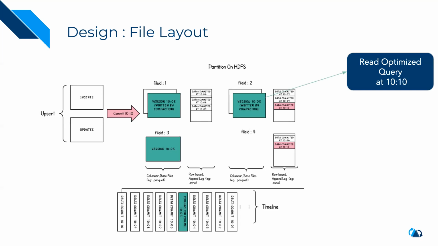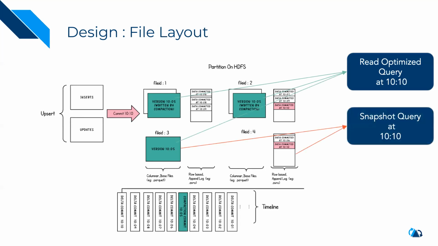Whenever you're reading, say a read optimized query at 10.10, it will look at the latest file slice of every file group in a partition, and it'll just read the Parquet file. A snapshot query on this MOR table at 10.10 is going to read the latest file slice as the base file if it has no log file. If it doesn't have a base file, the latest file slice is just the log files. And if it has a base and a log, it's going to merge and read the latest values.